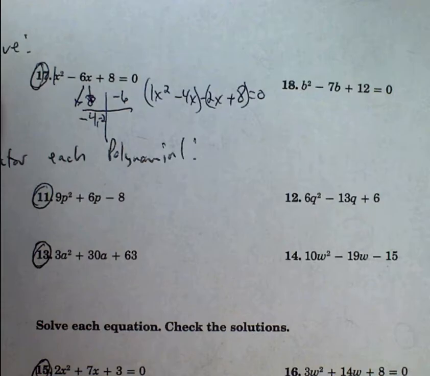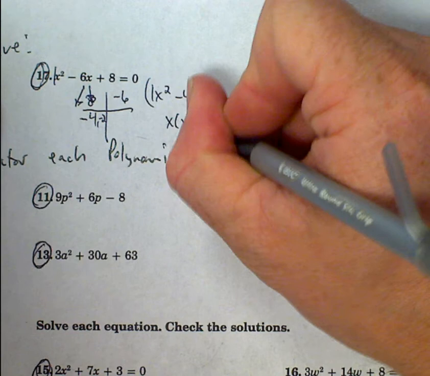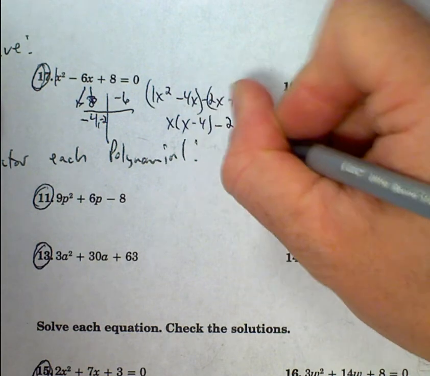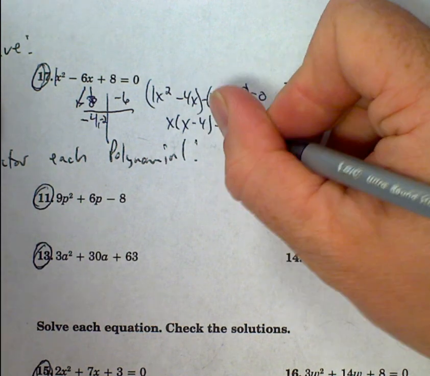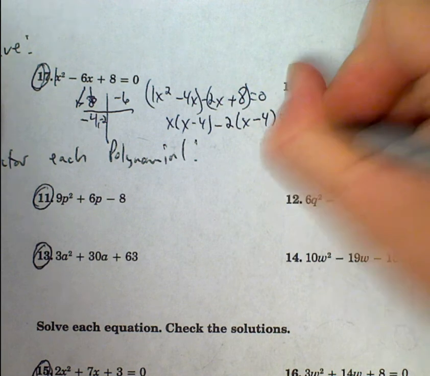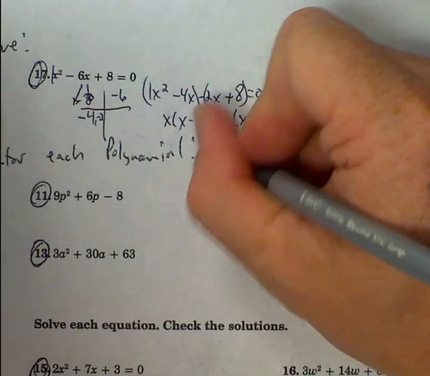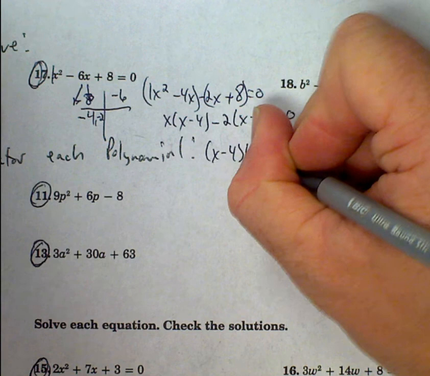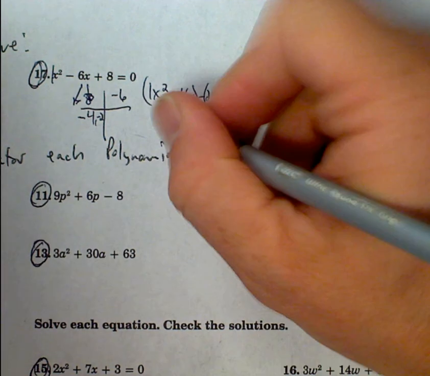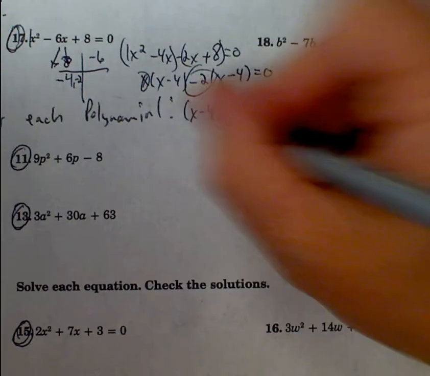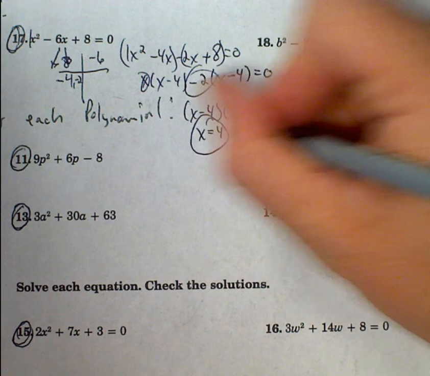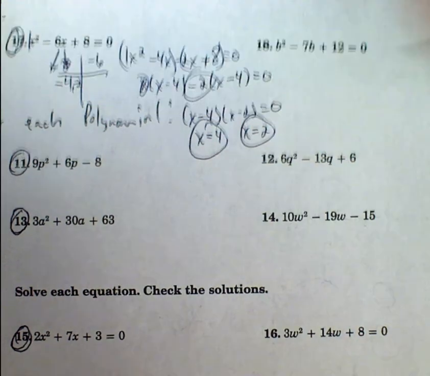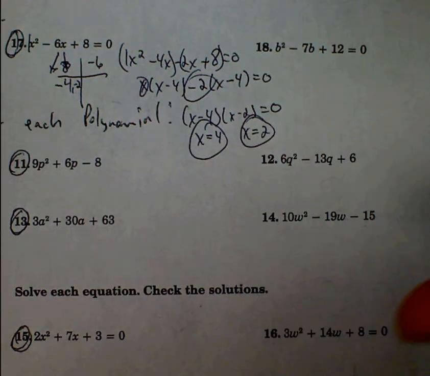Go ahead and group. So this would be x minus 4. I can take out a 2. That would be x. 8 divided by negative 2 is negative 4 equals 0. X minus 4 matches, x minus 2 is what's left over. So if I solve, x is going to be 4 and x will be 2 because I set both of them equal to 0.